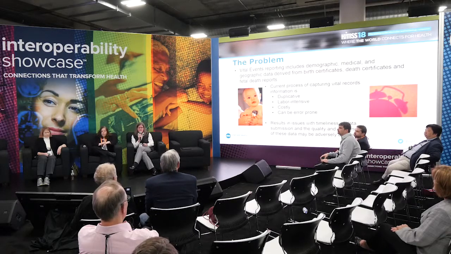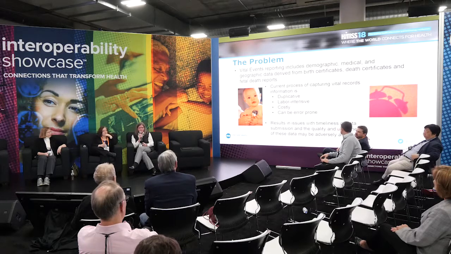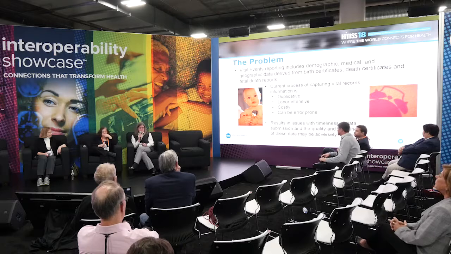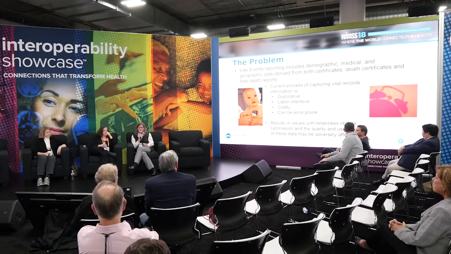So what's the issue here? The Vital Events Program includes the reporting of demographic, medical, and geographic data through birth certificates, death certificates, and fetal death reports. But the process for filing a birth certificate or a death certificate is currently duplicative of other systems. The information that needs to be included in those death reports and birth reports is in electronic health records and other medical records. It's labor intensive, it's costly, and it's just not really done very well. And so we're looking to automate this process in order to improve it.